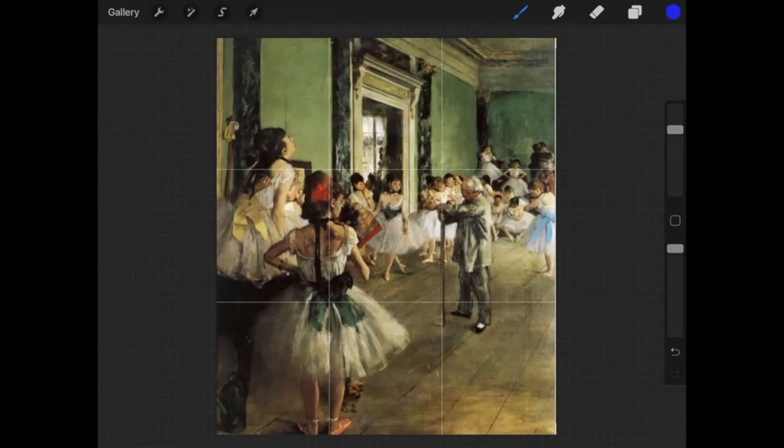You can see very lightly the rule of thirds here. And it looks like Degas himself was applying the rule of thirds. So let's begin with what I think is the most obvious vertical, which is right here. The figure aligns with the architecture.